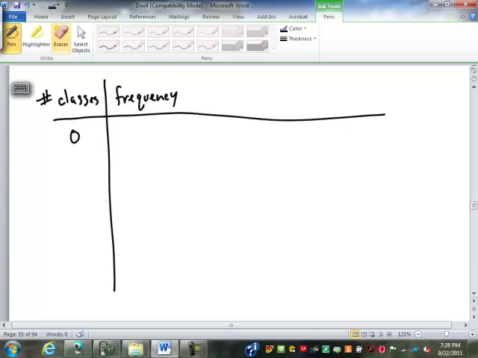You can't go zero, because if you're taking 0 classes, you're not a student anymore. Let's say 1, 2, 3, 4, or 5 classes. And the frequency, of the people that we surveyed, there's 18 people taking 1 class, 27 taking 2 classes. We have 35 taking 3 classes, 18 taking 4, and 2 taking 5 classes.